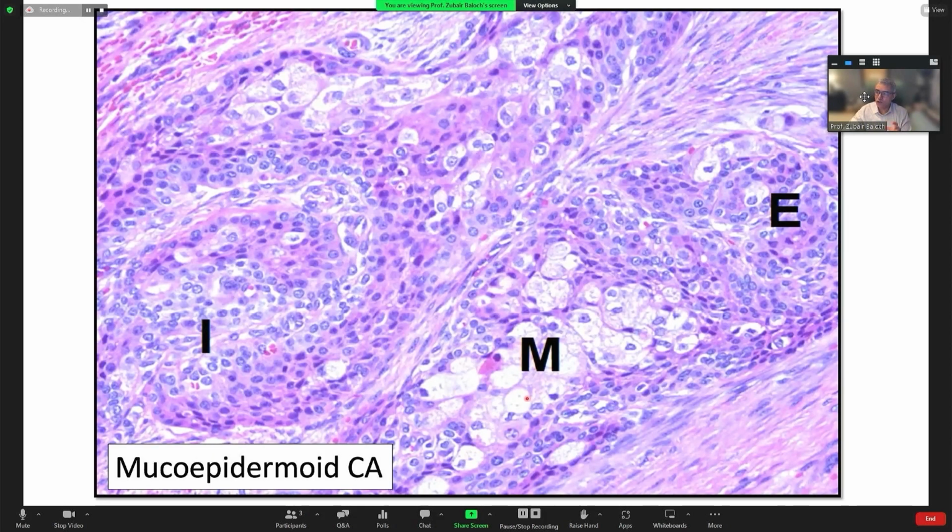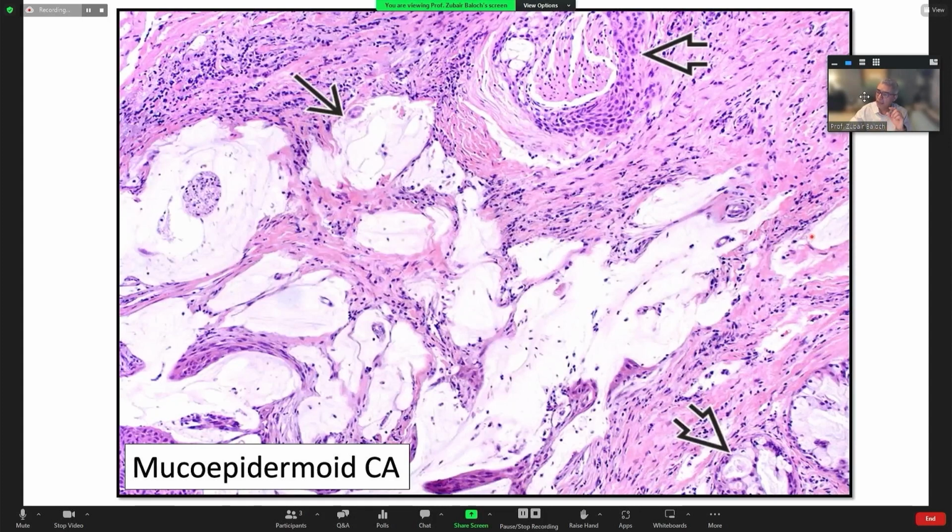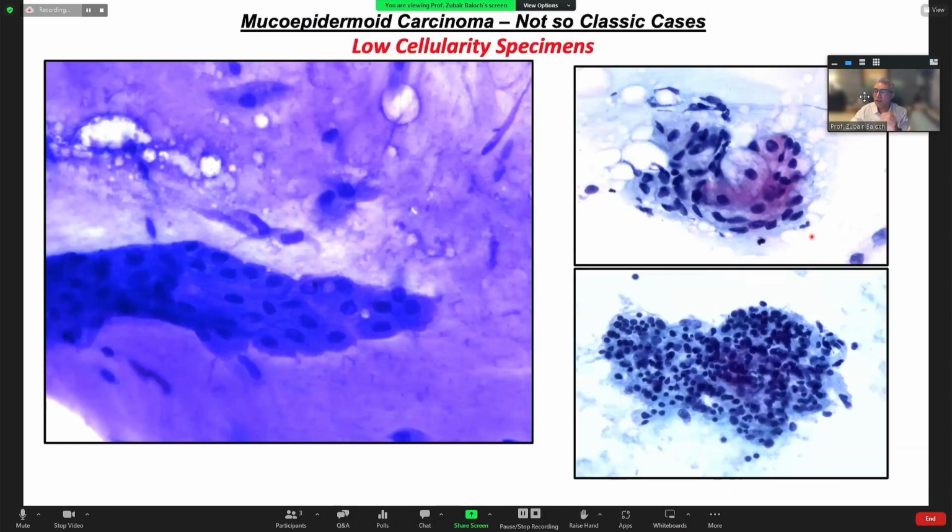Just a close look to show you the mucous cells, the intermediate cells, and then those epidermoid cells, which have a little bit of that eosinophilic cytoplasm. So you have those 3 cell types, which I think you can see on cytology. They can have mucous pools, which is for the low-grade tumors because they are cystic, and that's very typical, that mucous background. So looking at the background is very important in diagnosing these tumors. They can also be very low cellularity specimens.